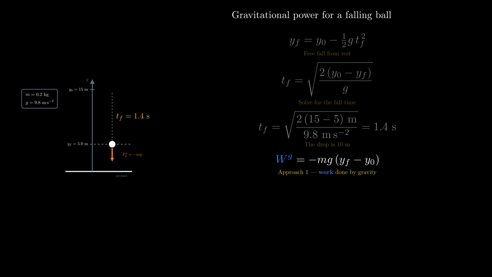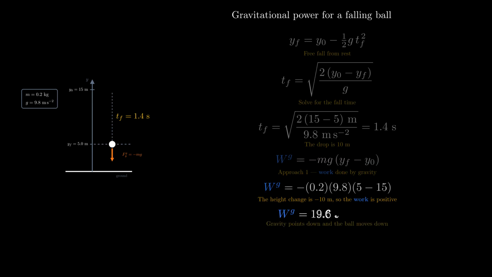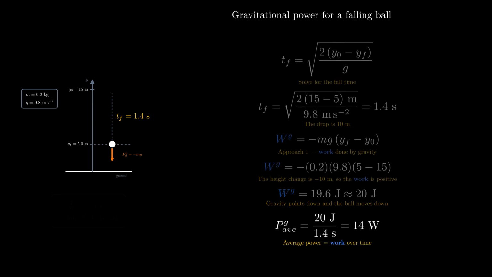First approach, work divided by time. Gravity does work equal to negative mg times the change in height. The height change is 5 minus 15, negative 10 meters, so the work comes out positive. 0.2 times 9.8 times 10, 19.6 joules, or 20 joules to two significant figures. The sign makes sense. Gravity points down and the ball moves down. Average power is the work over the time. 20 joules over 1.4 seconds, 14 watts.